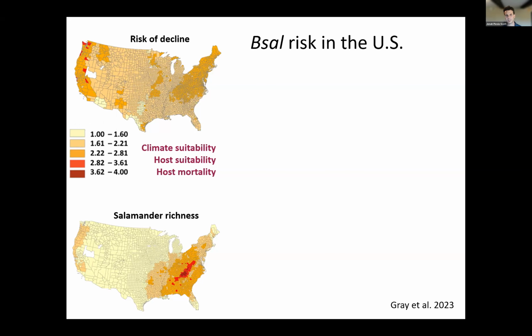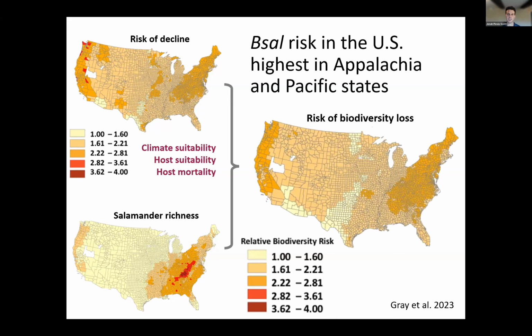On the bottom left, you can see salamander richness. Where are the most salamander species in the country? When we put those together, we can see that the highest potential risks of biodiversity loss associated with B-cell, if it is introduced, are in Appalachia and across parts of the eastern seaboard and on the Pacific coast.